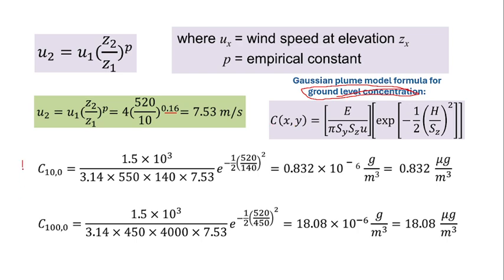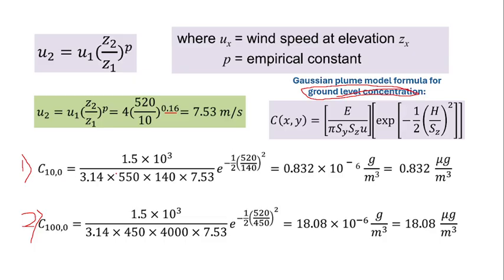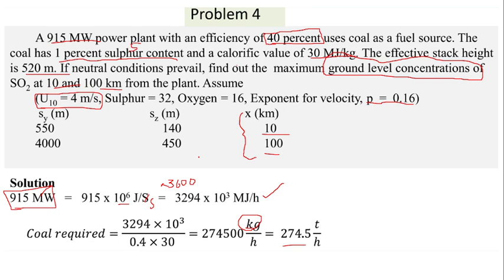So the first part of the question is to calculate the sulfur dioxide concentration at 10 kilometer, and the second one is at 100 kilometers. Okay, and it is at ground level. So we are cancelling the y term because y is 0 here. Now E, the emission rate of the pollutant. Here our pollutant is sulfur dioxide, right?